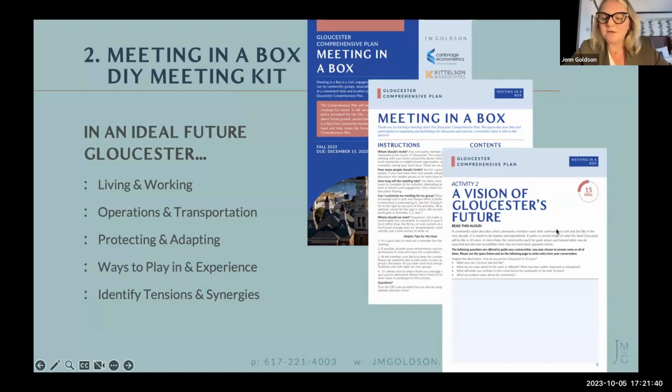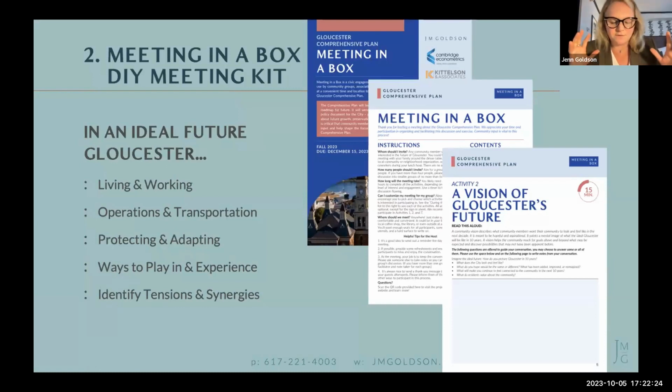And then the second activity you can see here: what is your vision for Gloucester's future? This can go in any direction. It's very broad. Then we have sections that are more specific to these topics: living and working in Gloucester, operations, public facilities and services, as well as transportation. How do people get around? Protecting and adapting the community, which gets into impacts from climate change, resilience, sustainability, and historic preservation. Ways to play in Gloucester and experience Gloucester, which gets into recreation opportunities, arts and cultural opportunities. And then we have a closing section that is identify tensions and synergies.